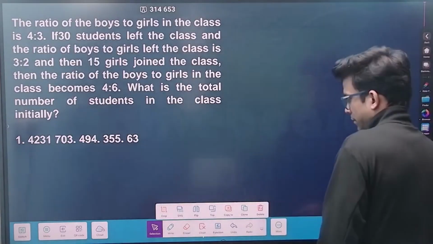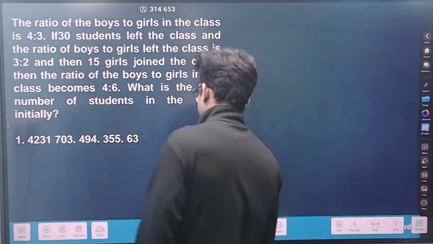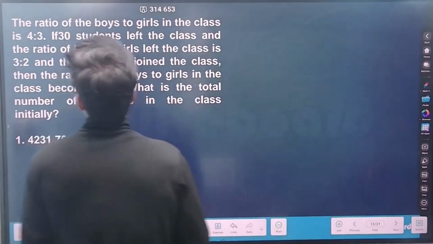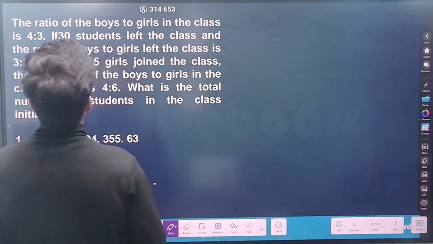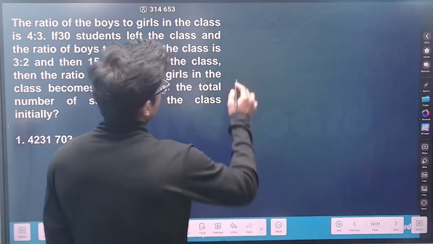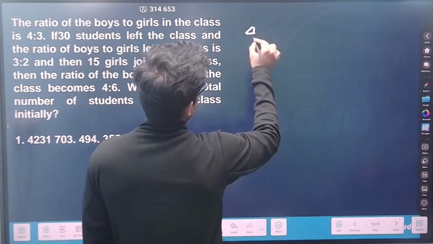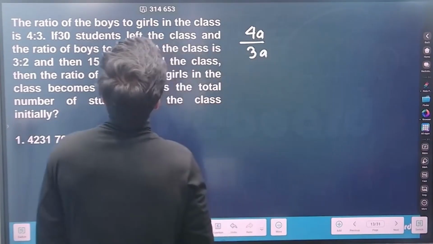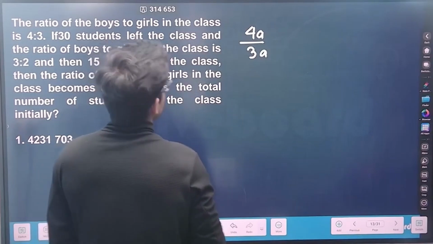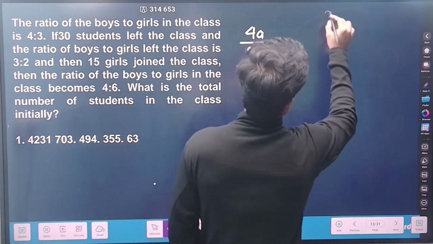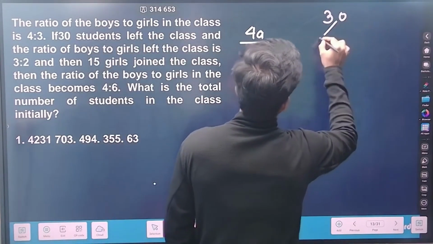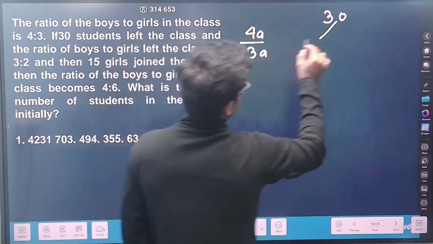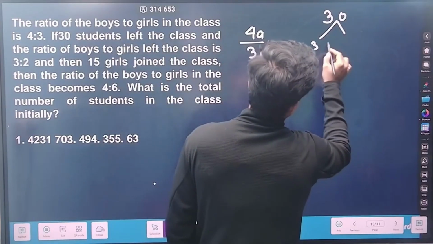Okay. Let me make you solve this. So guys, come on, let's see. The ratio of the boys to the girls in the class is 4 is to 3. So let's say the boys and girls in the format of 4A and 3A, correct? Now, if 30 students left the class, in the ratio of 3 is to 2. So 3 is to 2 means what?